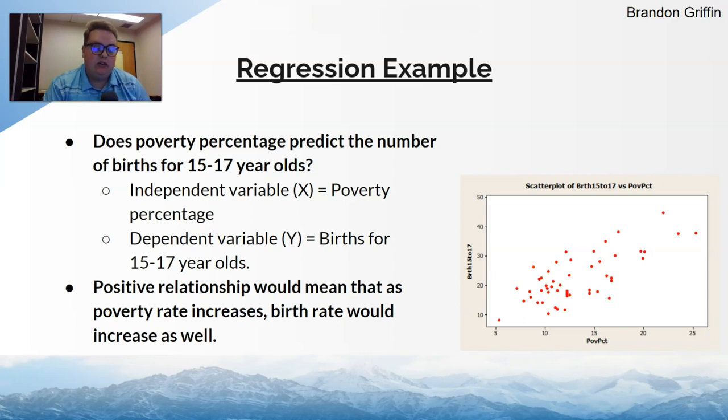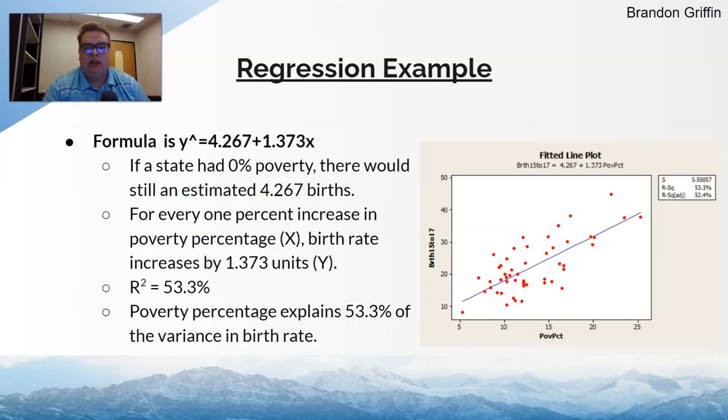And for this one, maybe there's a hypothesis or a general question that poverty rate is going to predict the number of births for 15 to 17-year-olds. So maybe the hypothesis is that the increase in poverty rate is going to increase the number of births for 15 to 17-year-olds. So let's go ahead and look at the results. The formula, after we inputted our data into statistical software or Excel, yes, you can do it in Excel, gave us a formula of y hat equals 4.267 plus 1.373x. So let's break this down a little bit.